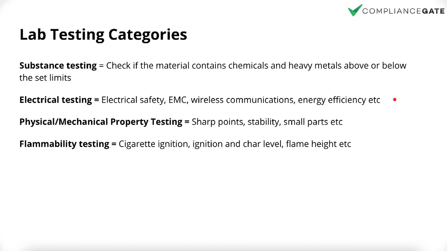Physical mechanical property testing. This is a pretty wide area covering everything from toy safety, more specifically sharp points or small parts that could detach from a product, that could be swallowed. That goes into physical properties or mechanical property testing, and something we're seeing more of, at least as an upcoming area, is stability in certain types of furniture.